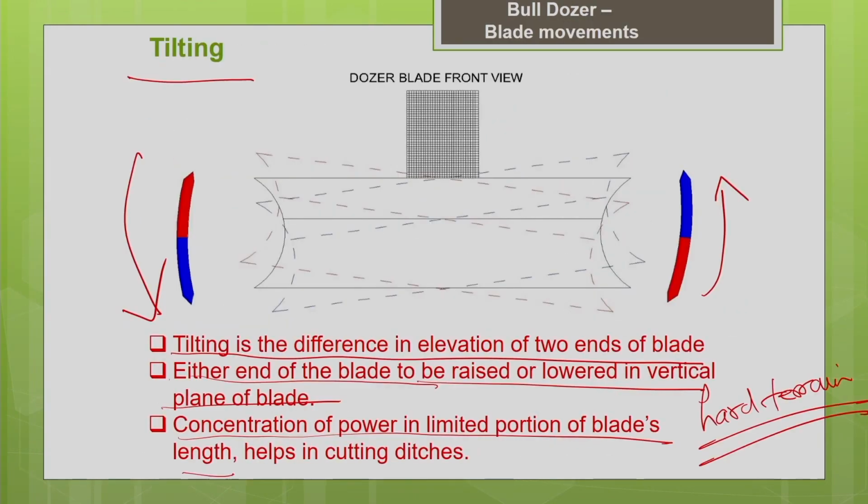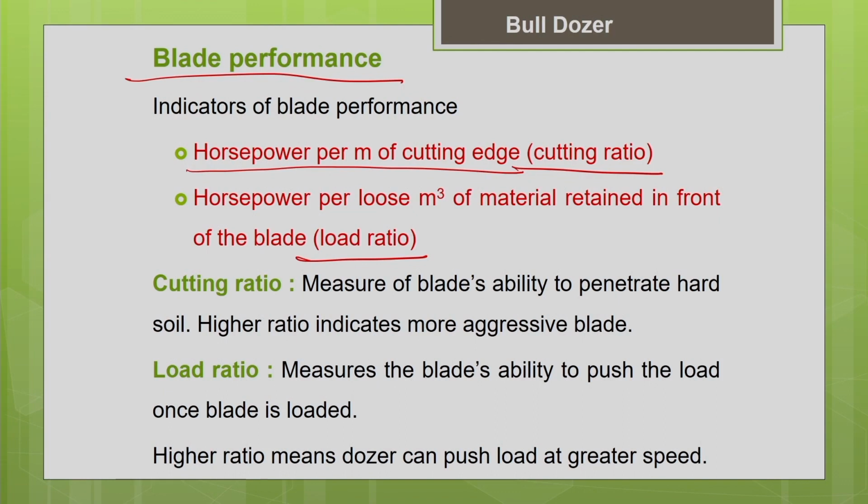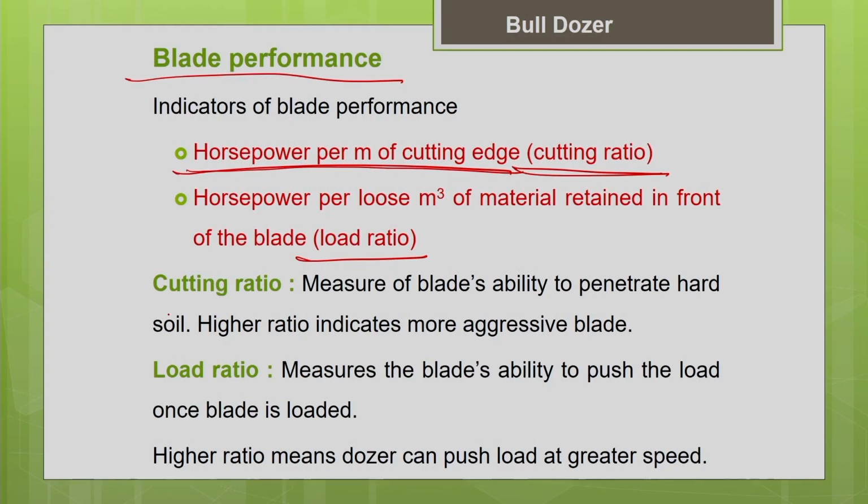So we were discussing the cutting ratio. Cutting ratio is nothing but horsepower per meter of the cutting edge of the blade. That means it depends upon the concentration of power in the cutting edge. If the blades are smaller in dimension, then more horsepower concentration will be there in the smaller blade portion. So those blades will be very aggressive, so that can easily cut the earth and move the earth.